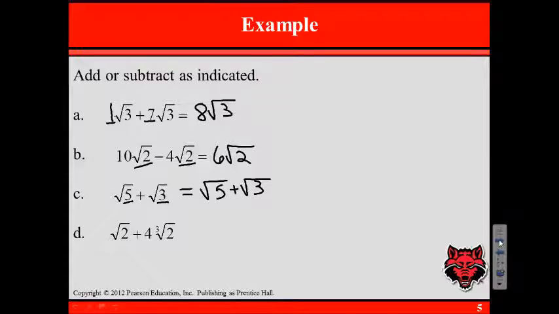On part D, something similar is true. We have the square root of 2 plus 4 cube roots of 2. The first radical is a square root. The next one is a cube root. We cannot combine those together. So we just write the expression that we started with.